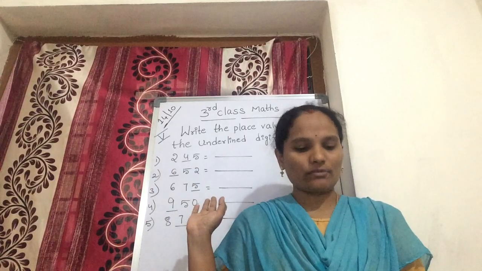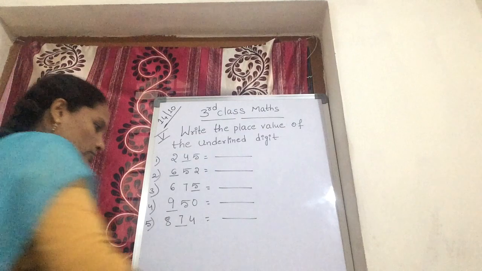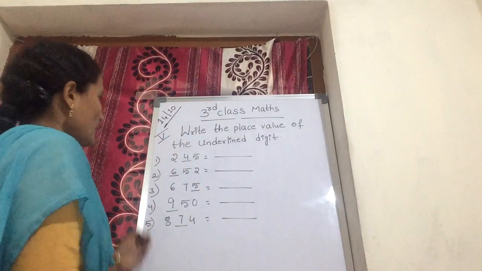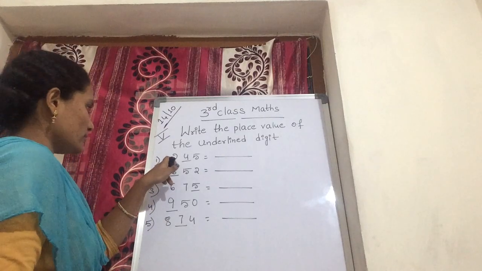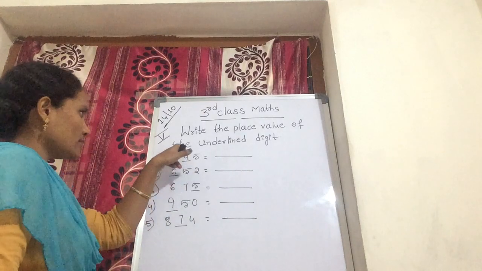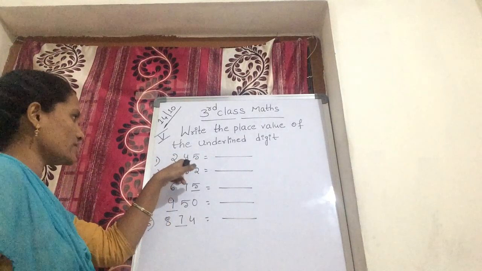Let's see about place values. Here are given some underlined digits. You should write the place values. Okay Amma, let's see that one. Here you get the number 245. Underline 4. The underlined digit is what? 4. The underlined digit is 4.